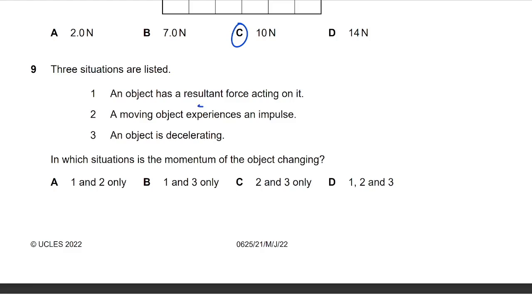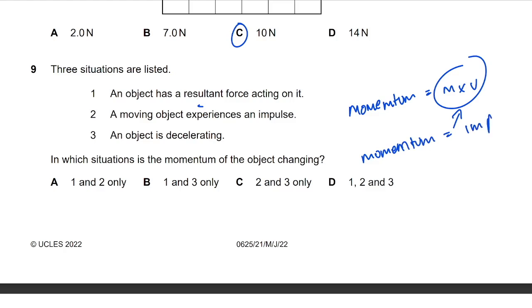Now remember, what is momentum? Momentum is actually mass times velocity. So anything that affects mass times velocity will affect it. We also know that the change in momentum is equal to impulse. So anything that affects impulse will also change the momentum. So you can see here there's a resultant force acting on it. If there's a force acting on it, impulse is equal to force times time, so the momentum will change.